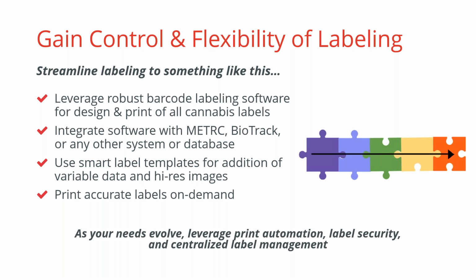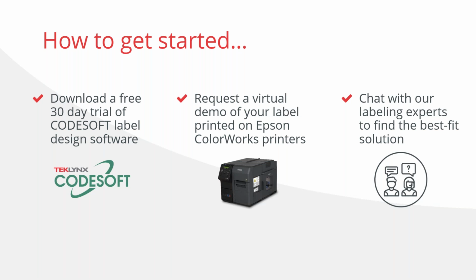And then obviously, as your needs evolve, you can leverage the enterprise offerings that we talked about, so that instead of labeling having to be an action that somebody takes, it can simply be a result of an action within a business system. So what do we do now? How do we get started? There's a couple things you can do. One, feel free to download a free trial of CodeSoft from our website. I am certainly somebody who likes to touch and feel things, but I also want to talk to somebody. So I would download the trial of CodeSoft and then give the friendly folks at TechLinks a call to get help designing my first label.